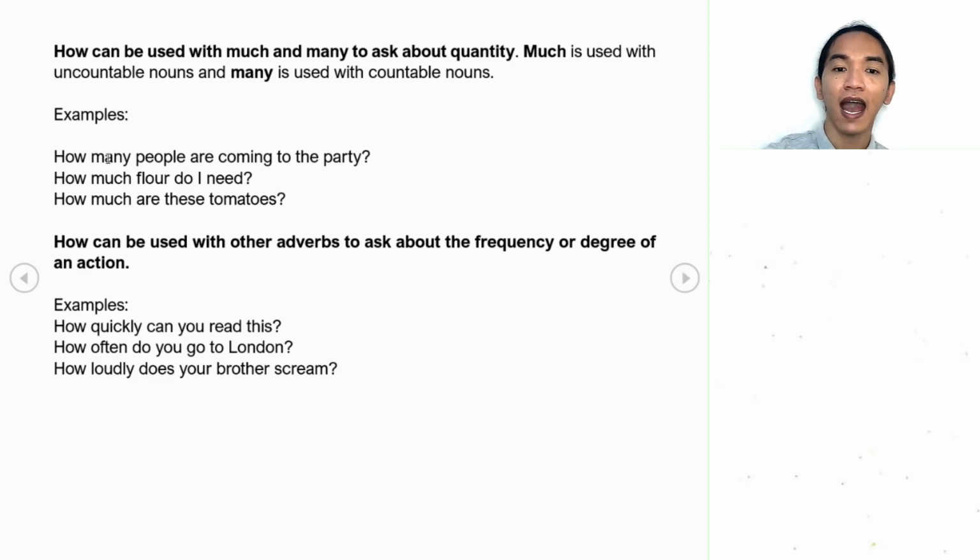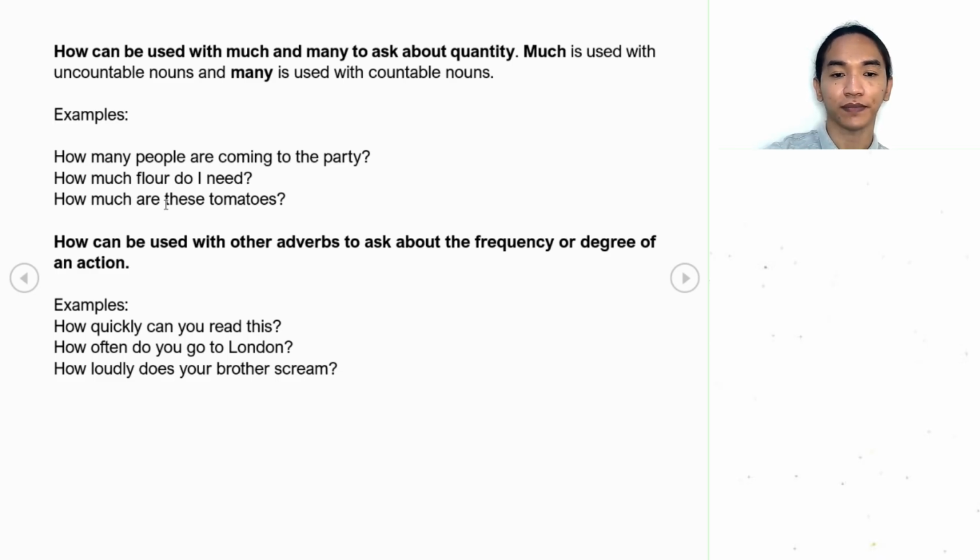Like for example, how many people are coming to the party? How much flour do I need? So flour here is an uncountable noun. How much are these tomatoes, which we're asking about money or price? So therefore we use how much. All right. So what else? How many pets do you have? How much water do you need? So all of this are asking about quantity, but please remember much and many, and their partner nouns.